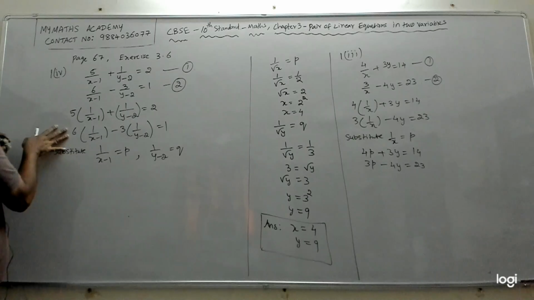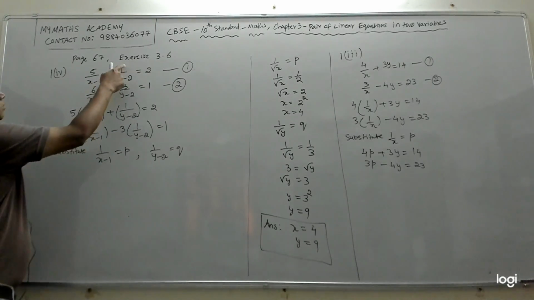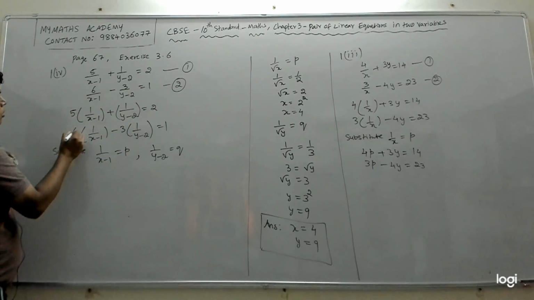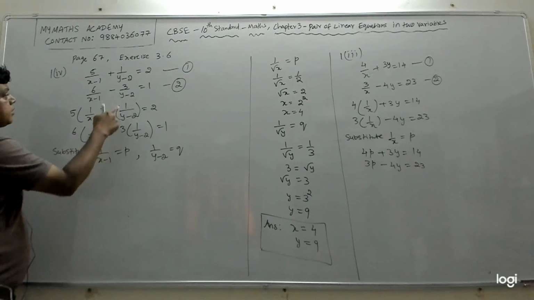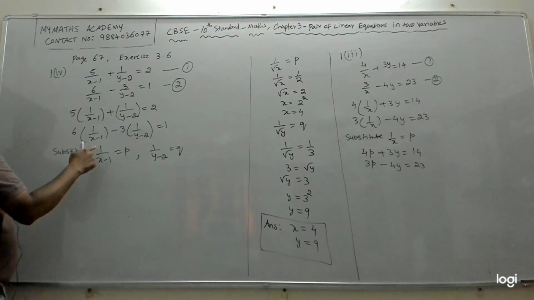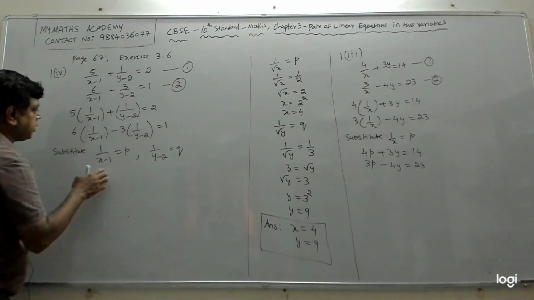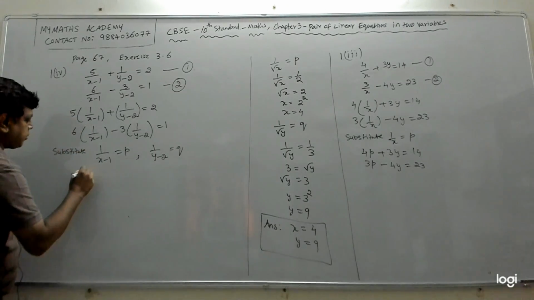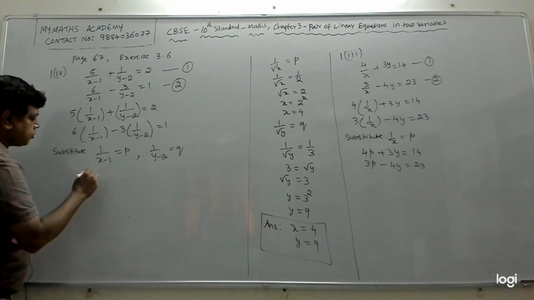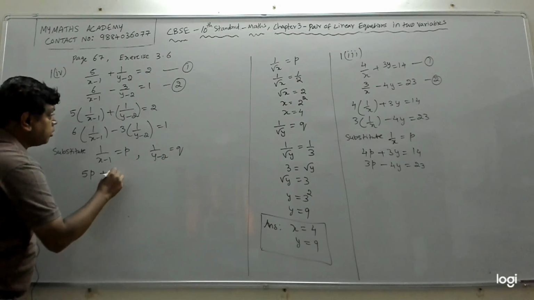The same equation I have written like this, because 5 by x minus 1 means 5 into 1 by x minus 1. This is 1 by y minus 2, I wrote it as it is. 6 by x minus 1 means 6 into 1 by x minus 1 minus 3 into 1 by y minus 2, which is 1. Now substitute 1 by x minus 1 as p, and 1 by y minus 2 as q. Then in these two equations, what does it become? It becomes 5 into 1 by x minus 1. What is the value of 1 by x minus 1? p, because that is what we substituted. So 5p plus 1 by y minus 2 is q equal to 2.